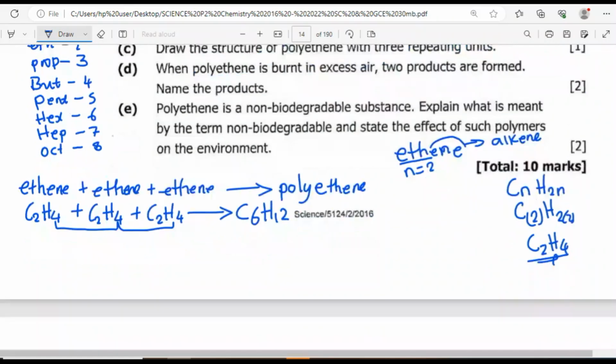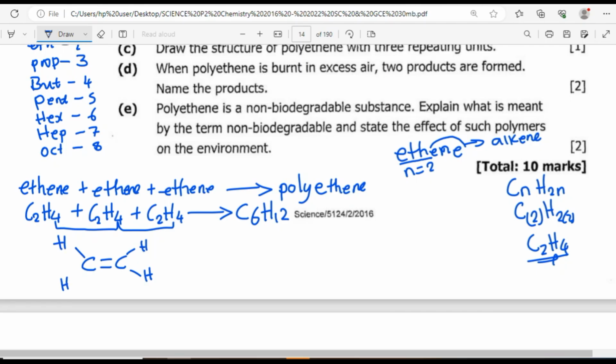Then let's look at the structure. We know that the alkenes will have a double bond. Now, instead of writing 3 monomers of ethene, we can enclose this in parentheses. Then here, this is where our n should be. Remember, the n represents the number of the monomers. But let's remove n, and since we are told 3 repeating units, whenever you are given this, you put 3 here. This means that we are going to have 3 of these monomers.